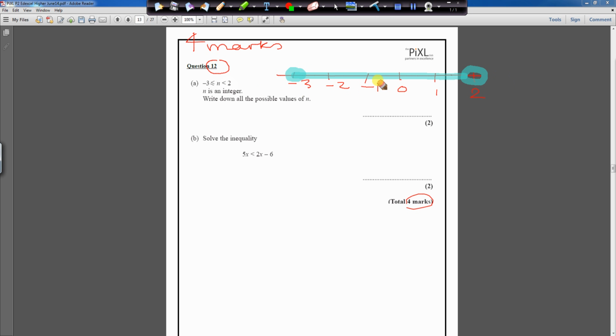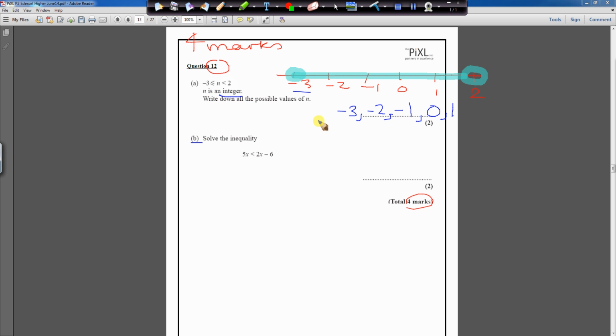Let's write down all the numbers which are part of the answer. So we have -3, -2, -1, 0, and the last one is 1. So -3, -2, -1, 0, 1. Done. Write down all the possible values of n. Take into consideration n is an integer. That's done. Now, next part.